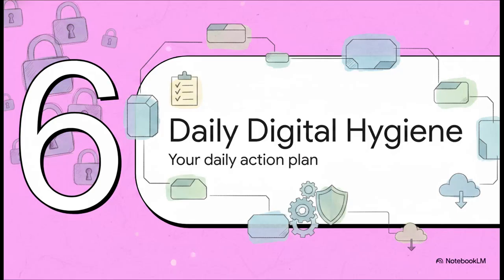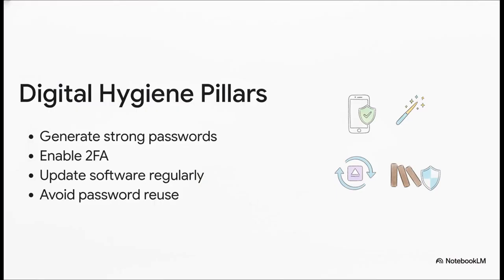Finally, let's look at Section 6, the Daily Digital Hygiene Checklist. We are going to introduce a highly practical daily action plan that you can start using right now to maintain ultimate security and flawless digital hygiene for your clients. And this brilliantly illustrates our 4 non-negotiable pillars of digital hygiene. Number 1, use the Vault's password generator to create strong, unique passwords instantly. Never try to make them up yourself.